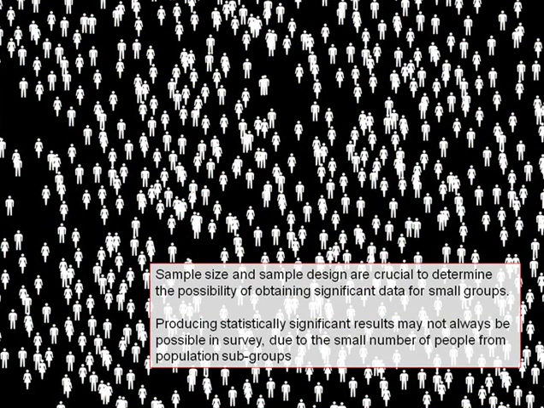Another challenge in producing data for ethnicity and gender is related to the fact that population subgroups are sometimes a very small proportion of the population. This is a particular problem for data collected through sample surveys, where sample size and sample design are crucial to determine the possibility of obtaining significant data for small groups. Producing statistically significant results may not always be possible in a survey due to the small number of people from population subgroups.